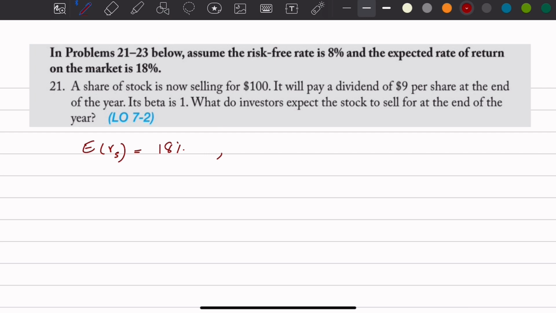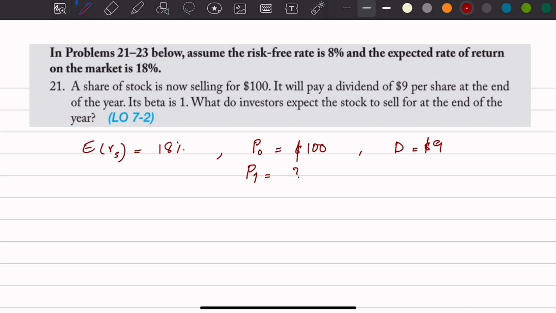Now, the current selling price of the stock at this time, let's denote it as P0, is equal to $100. We also know that the dividend is equal to $9. What do we want to know? We want to know P1, which is the price of the stock at a later date, which is the end of the year as the question states.